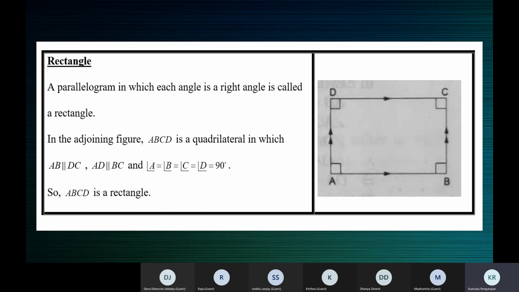And you know, in a rectangle opposite sides are equal. Have I given you the properties? Diagonals are equal. They bisect each other. Have I given you all that? Yes, ma'am. Okay. Diagonals are equal and diagonals bisect each other, not at right angles. Correct?